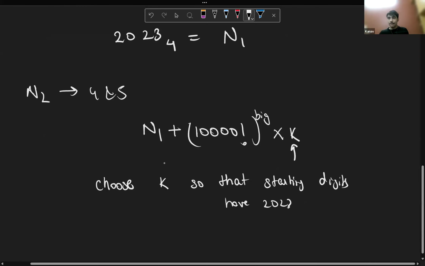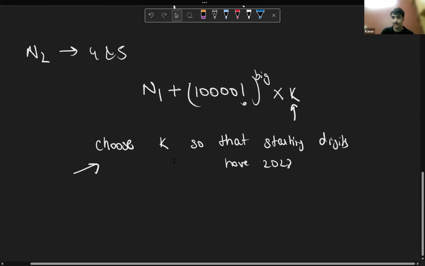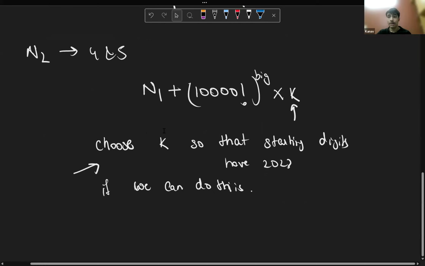If we can do this, we're happy, right? We can inductively keep on doing this and get any number. So this is our only thing that we need to do. If we can do this, we're done. Does this make sense? Yes. Great. So how do we do this? How can you ensure 2023 appears in the starting digits?